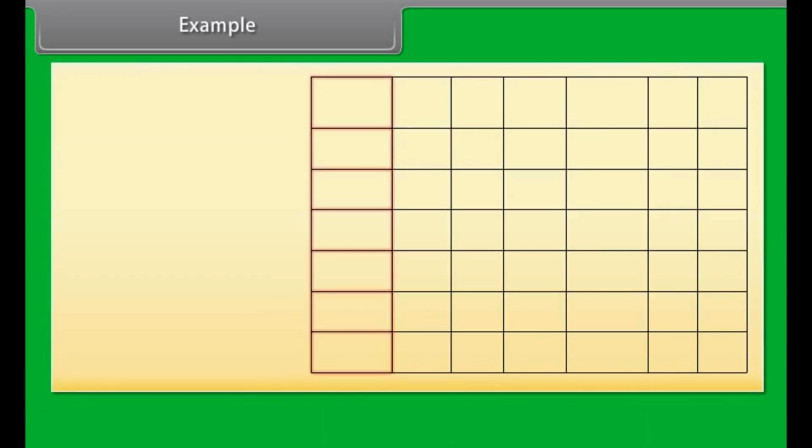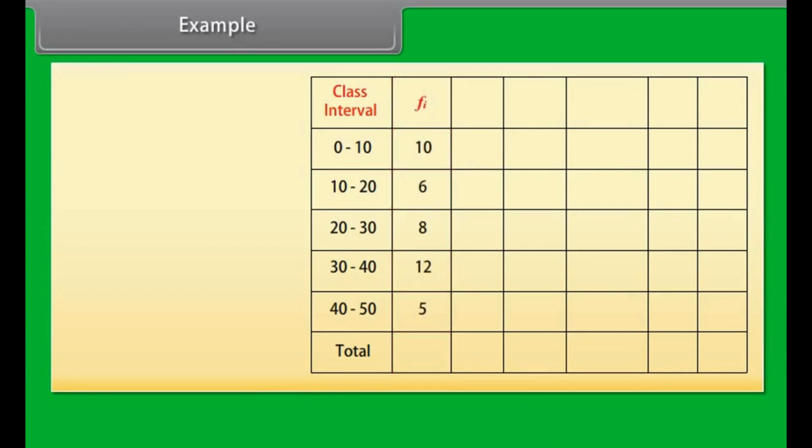In the first column, we have written the class interval, and in the second column, we have written the frequency of the respective class interval. The sum of frequencies is 41. And then we have written the class mark for each class interval and denote them as xi.